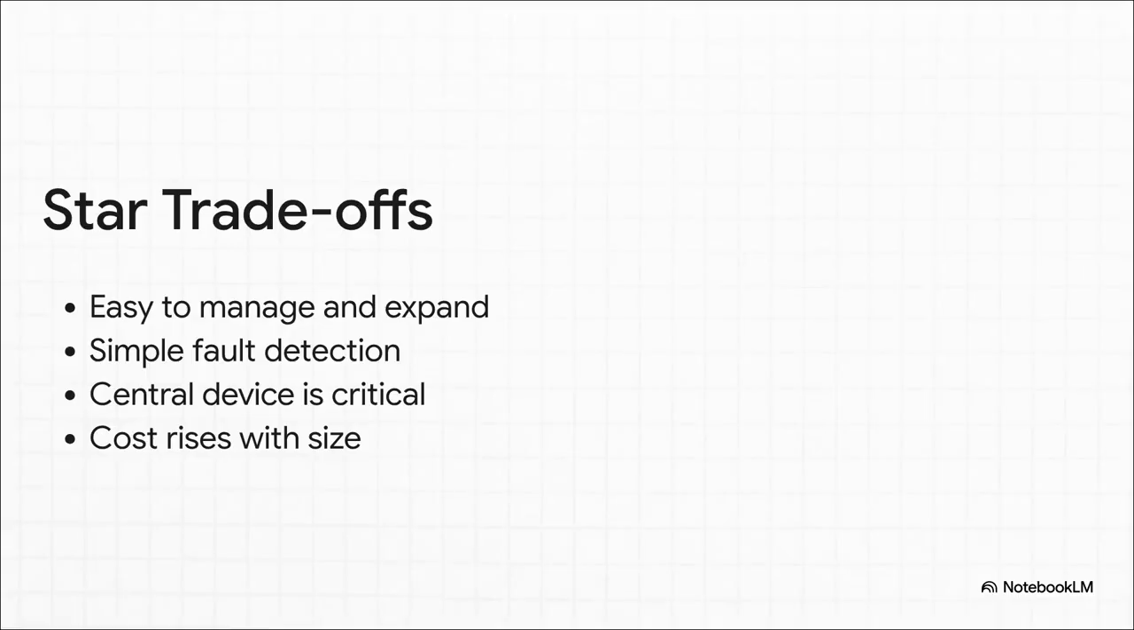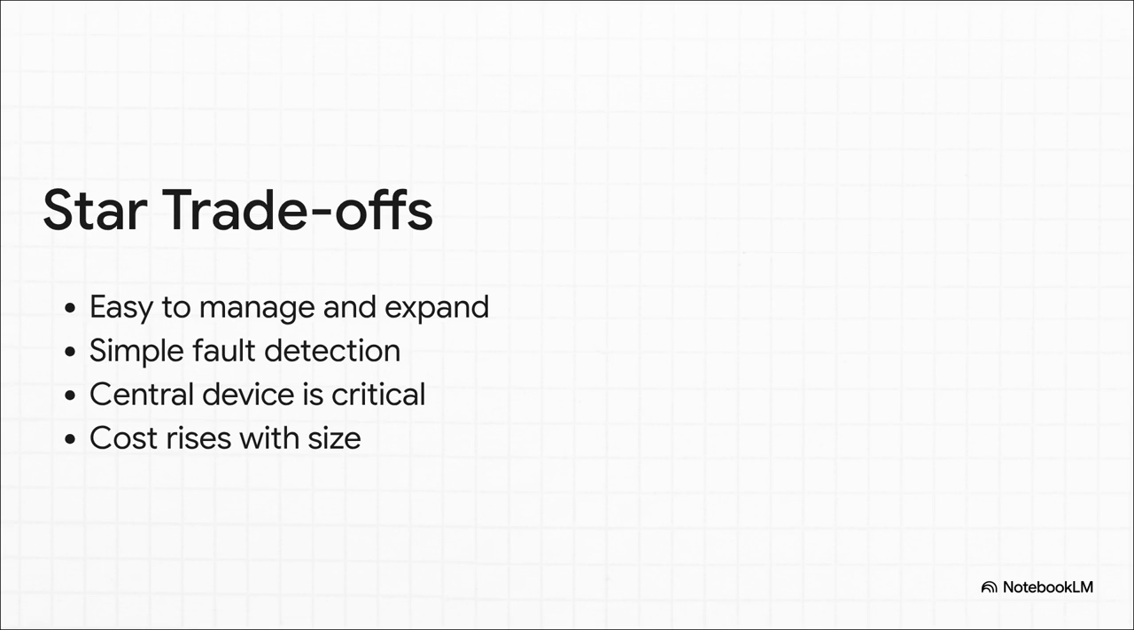But, as you know, every engineering choice has its trade-offs. On the plus side, the star topology is super easy to manage and expand. Want to add a new computer? Easy, just run one cable to the central switch. Plus, if one cable accidentally gets cut, only that single device drops offline. The rest of the network keeps happily humming along. It makes finding faults a total breeze.